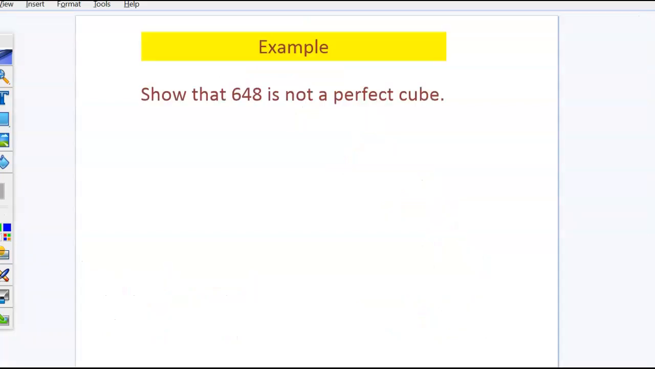All right, in our next example, we want to show that 648 is not a perfect cube. Again, as you're probably guessing, we're going to use the same strategy. We're going to break it down into its prime factors.